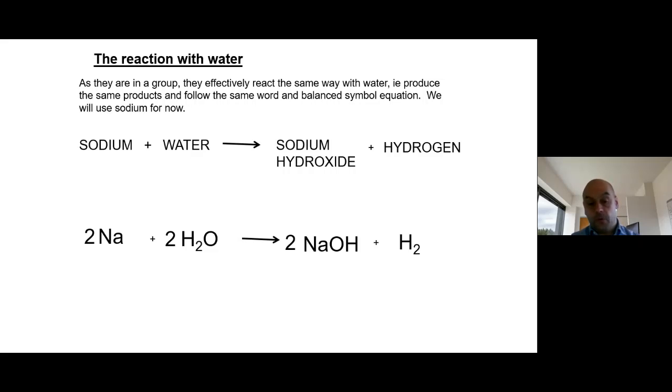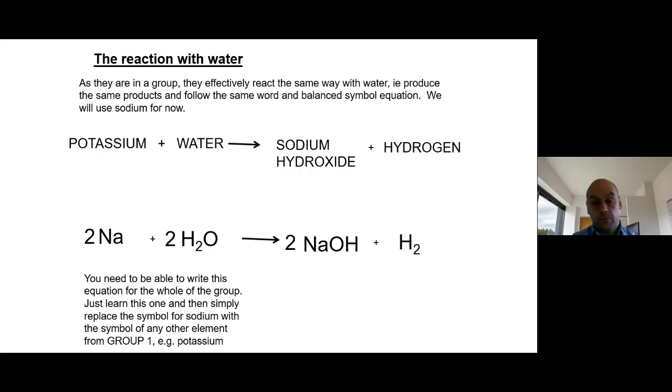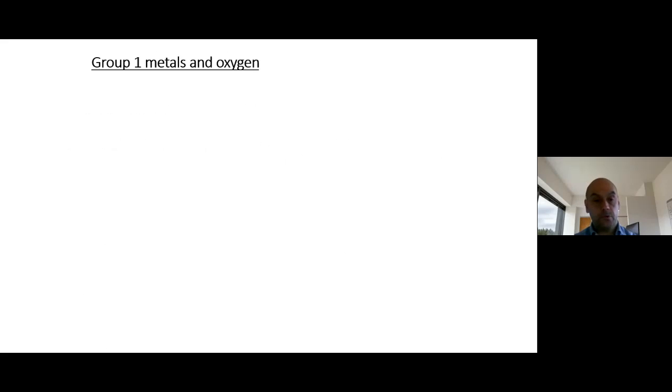Once you know the equation for one element in that group, you could actually just memorize it if you wish. Remember, these are interchangeable. Group chemistry means these symbols can change. So if I wanted to do it for potassium, I just change Na to K. So that's your reaction of your group 1 metals with water.